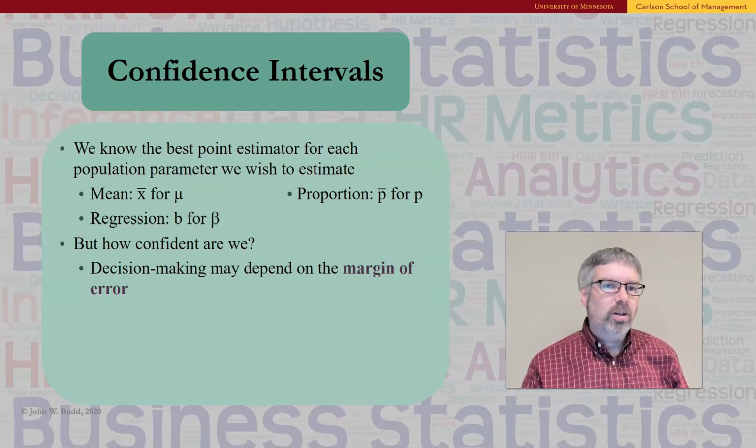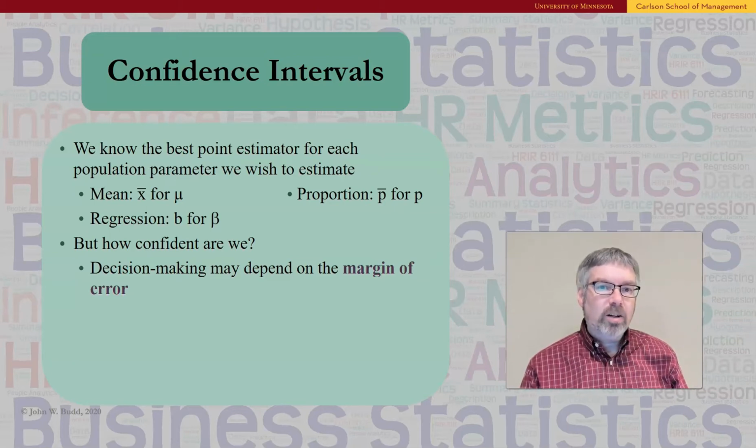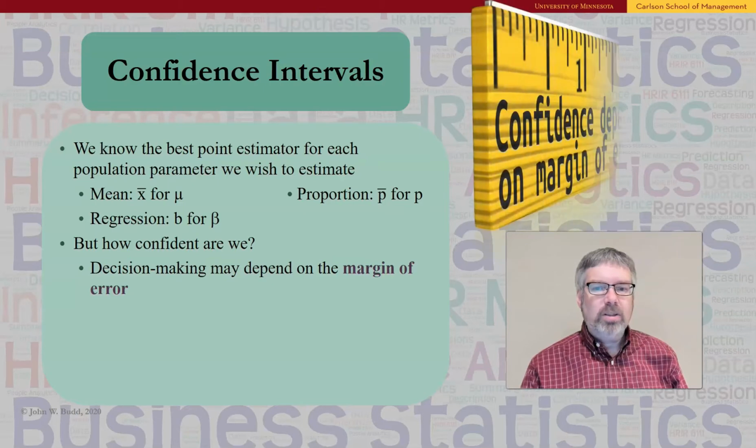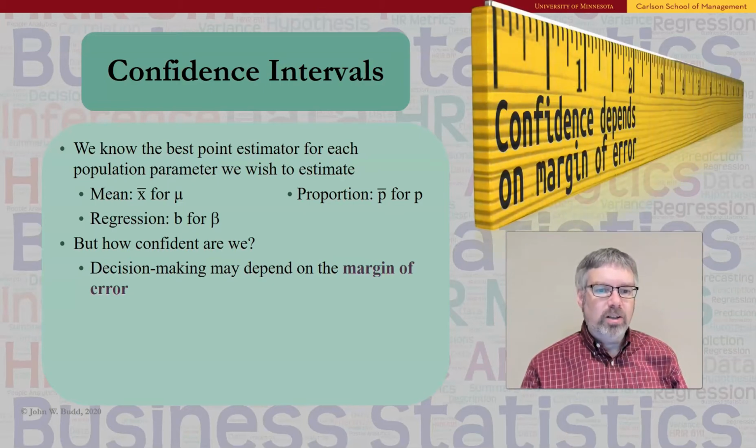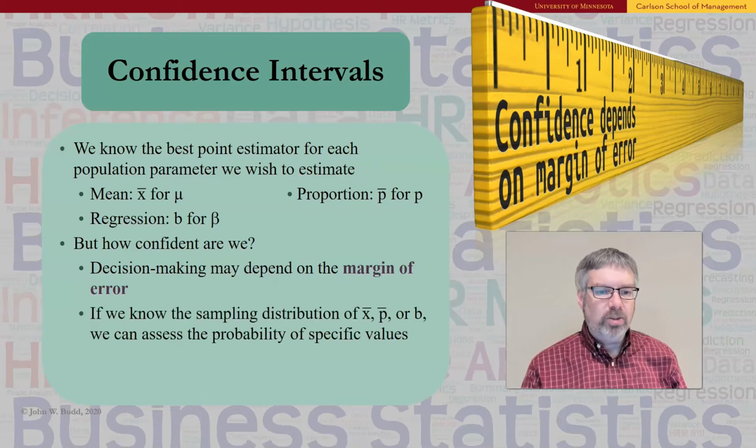We don't know how much sampling variability is involved, and so we don't know how confident or how careful or how cautious we need to be in terms of making decisions. And so what we need to add to our point estimates is a sense of what the margin of error is. Right? The margin of error may really help affect our decision making. And with the margin of error, we can construct a confidence interval.